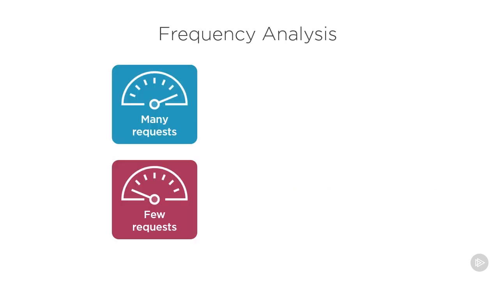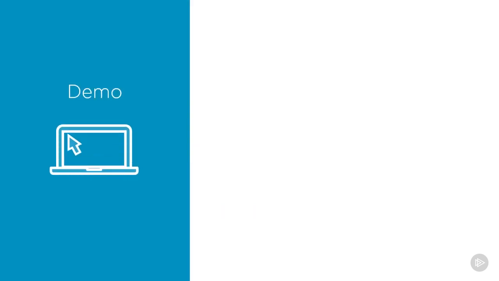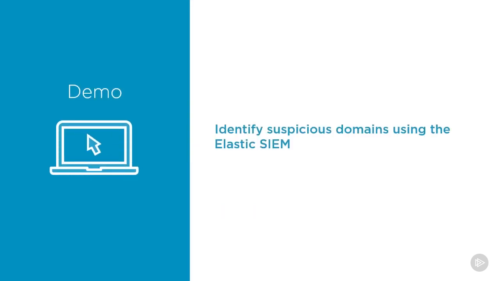The goal of this is to triage between two categories. In the many request bucket, we'll have the CDN, ad networks, search engines, and other popular online platforms. In the second category, we have few requests to websites that are rarely visited, as well as suspicious websites. In this demo, we'll be using a key feature in the Elastic SIEM to identify suspicious domains based on list frequency.